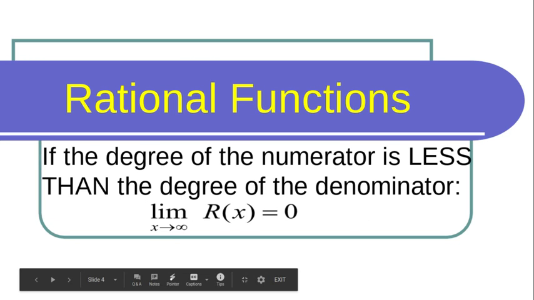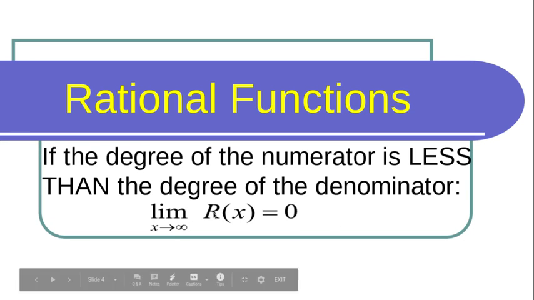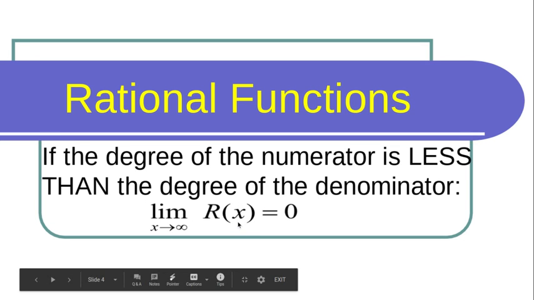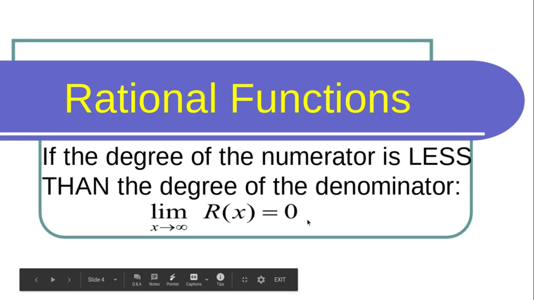So if the degree of the numerator, the top, is less than the degree of the denominator, then the limit as x goes to infinity or negative infinity. So this should really say plus or minus infinity because it doesn't matter, all right, whether it's positive or negative. But the rational function r of x, which would be n of x over d of x, some type of fraction, would be 0. So if the degree of the top is smaller than the degree of the bottom, the limit would be 0, because that's also before we've said the horizontal asymptote would be y equals 0.